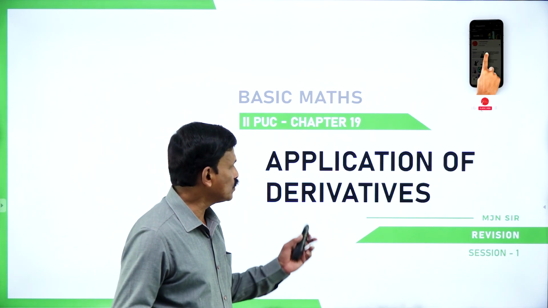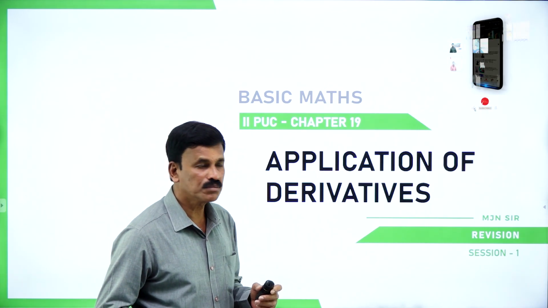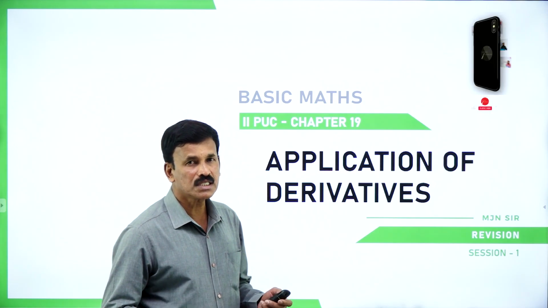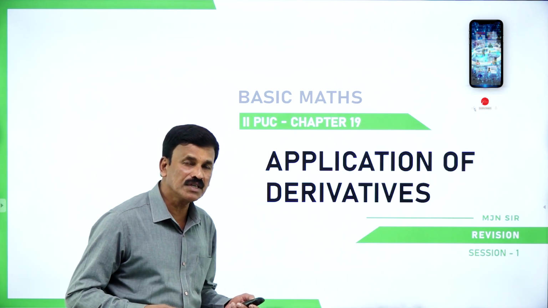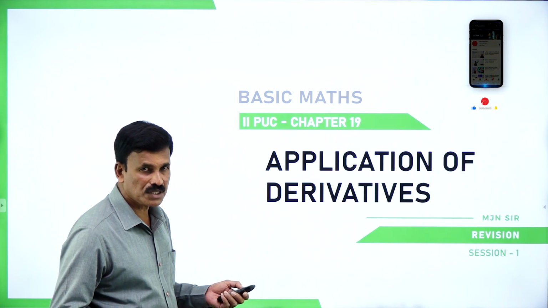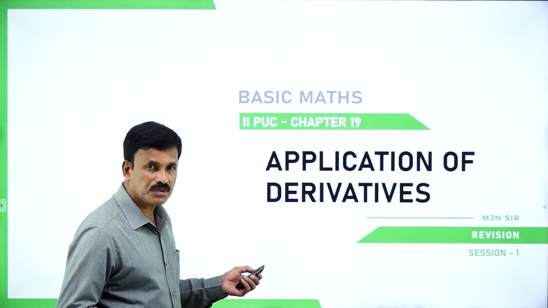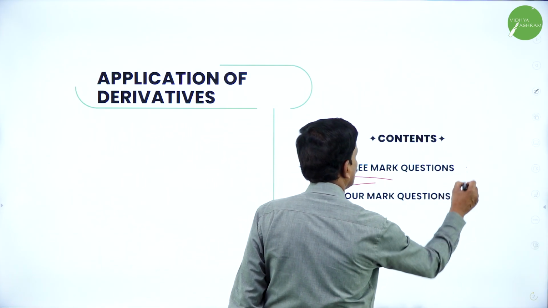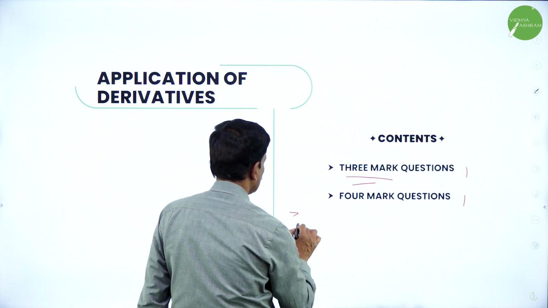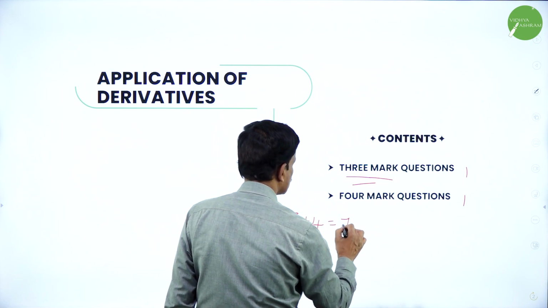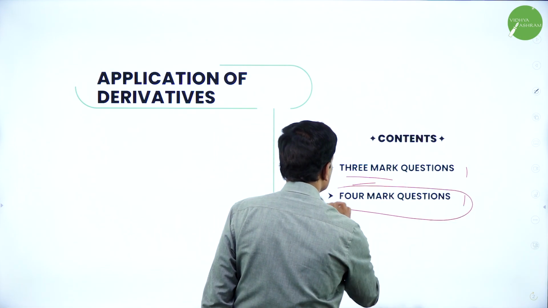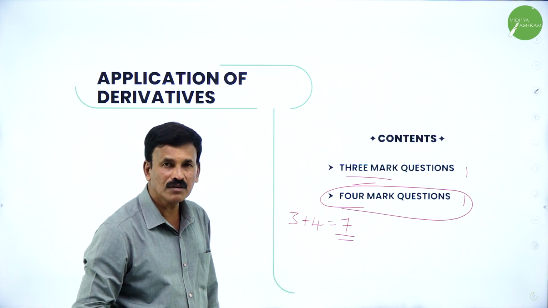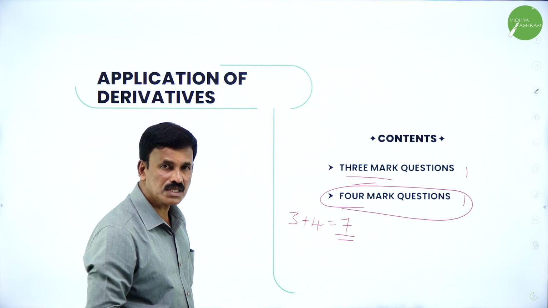Today in this session, I am going to discuss a very simple chapter, that is application of derivatives. What is the weightage for your final examination? The weightage for this chapter is 7 marks. You will get one 3-marker question and one 4-marker question, so 3 plus 4 is equal to 7. The 4-marker is in part E, that is a compulsory question. So, one 3-marker and one 4-marker question from this chapter.